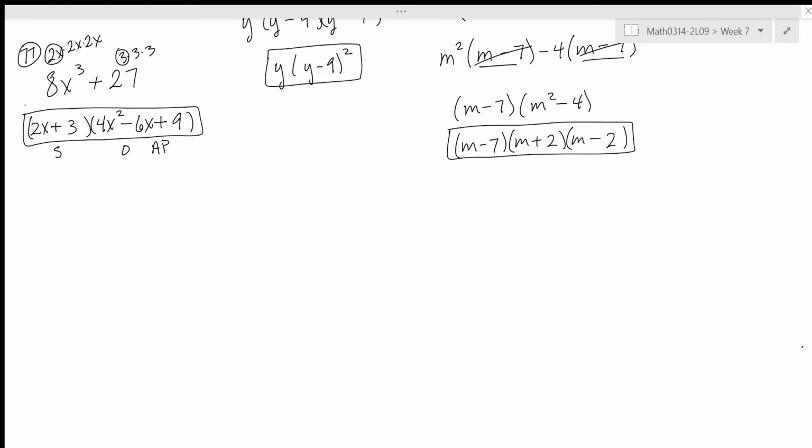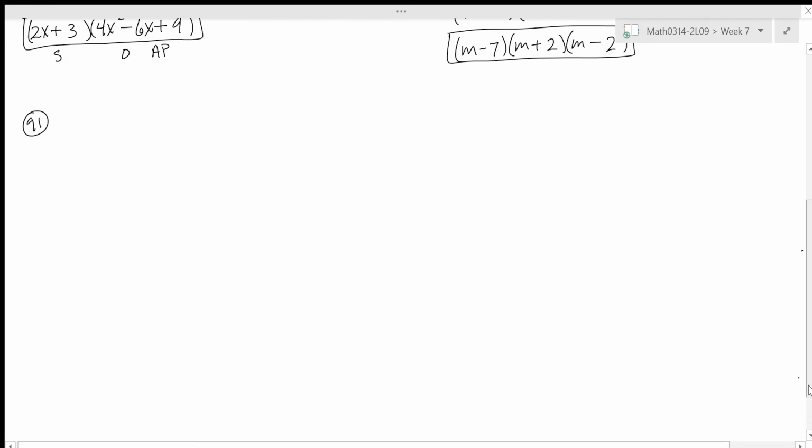I've got one more to do and then I'll be done with this section, unless you have a request to do more, okay? But I've got one more that I need to go through. And that's number 91. There you go.